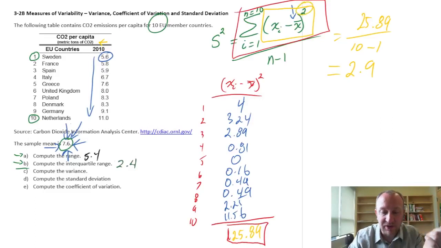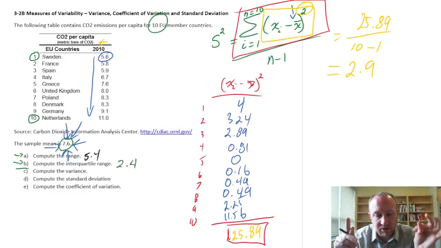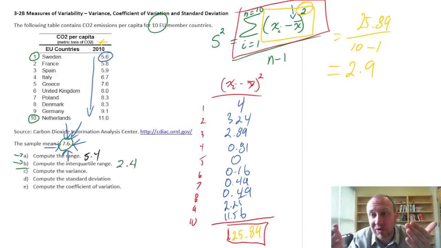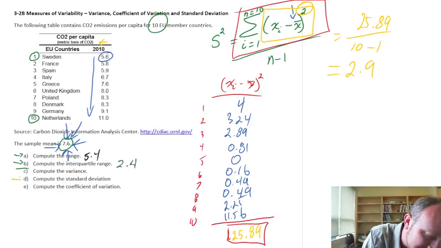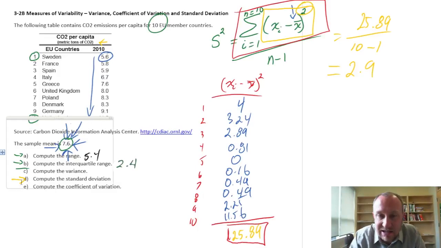Another problem with the variance is that the units of measure are in these units but squared. So this would be 2.9 metric tons of CO2 per capita squared. Hard to really wrap your head around exactly what that means, to square those units. Sometimes, if it's squared centimeters, well, we can understand what that is, but squared per capita, it's harder to really grasp. So that brings us to the next part D, which is the standard deviation.